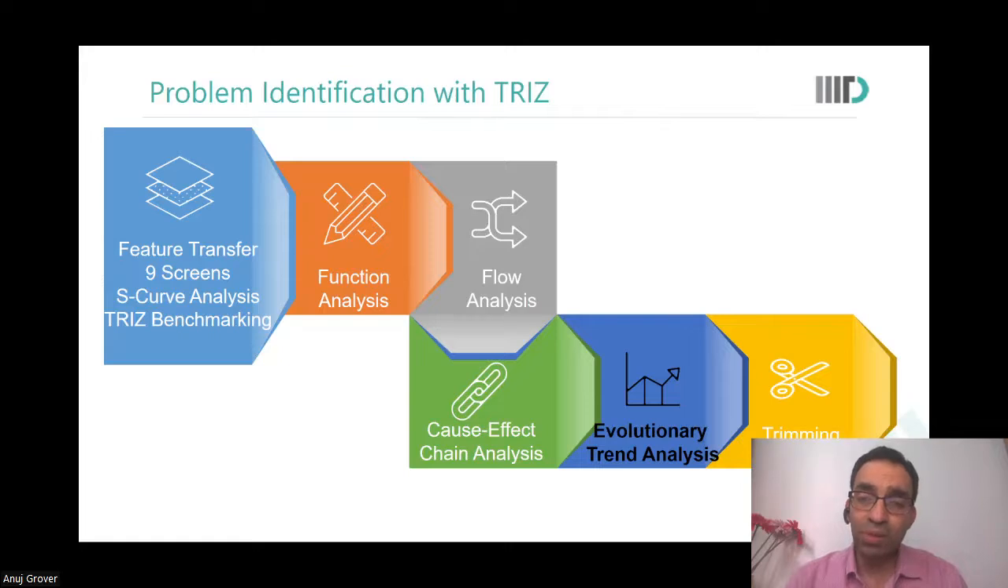Trends of engineering system evolution are basically trends of how engineering systems have evolved across industries and across dimensions. Whether it is a small engineering system or a big engineering system, there are trends which engineering systems follow as they evolve over time. And if we know these trends, then what is the benefit that we can derive out of it?